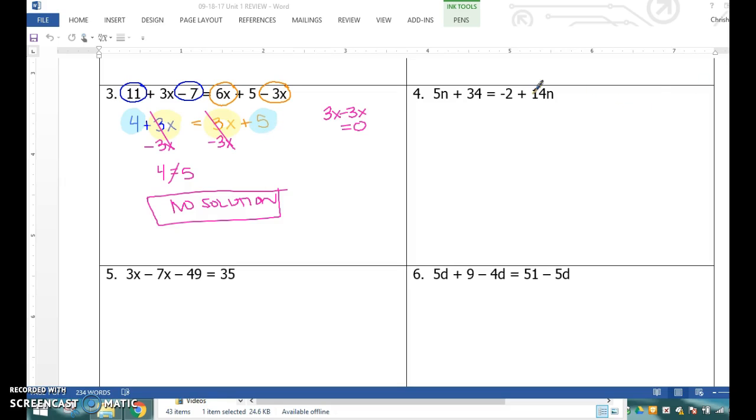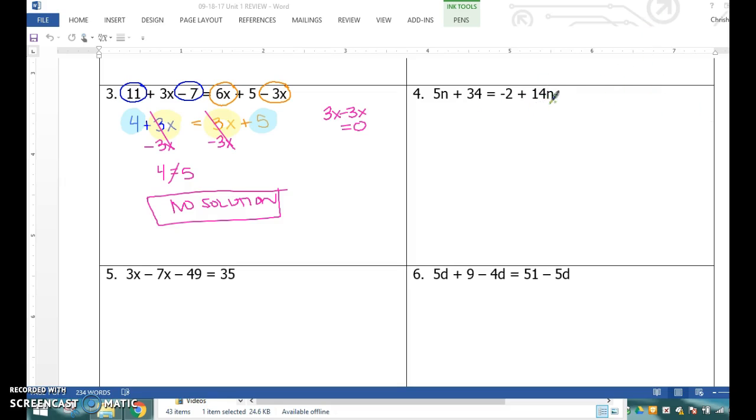Okay, over here, we have variables on both sides. We do not have any like terms to combine. We have our 5n, we have our constant 34. We have our constant negative 2, we have our 14n. So we can go straight to moving our n's to one side, moving our constants to the other side. Variables on one side, constants on the other.